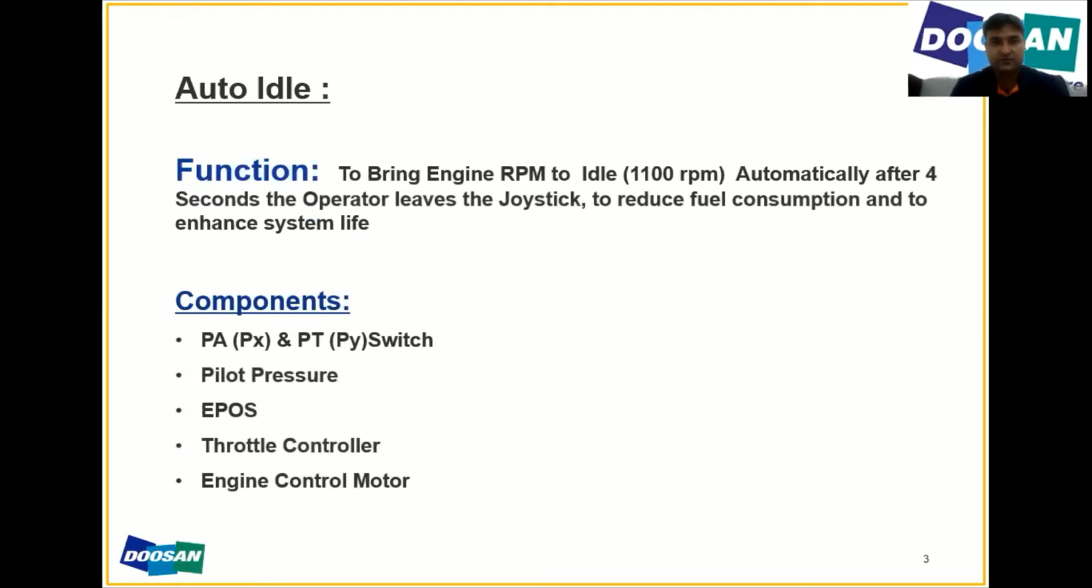First of all, what is the function? The function of the auto idle system is to bring engine RPM to idle automatically, 4 seconds after the operator leaves the joystick. The advantage is to reduce fuel consumption and enhance the system life. The major components and valves for this system are the PA and PT switch, pilot pressure, EPOS, throttle controller, and engine control motor. These are the main parts of the auto idle system.